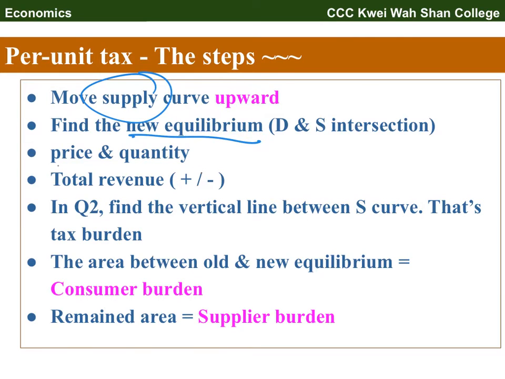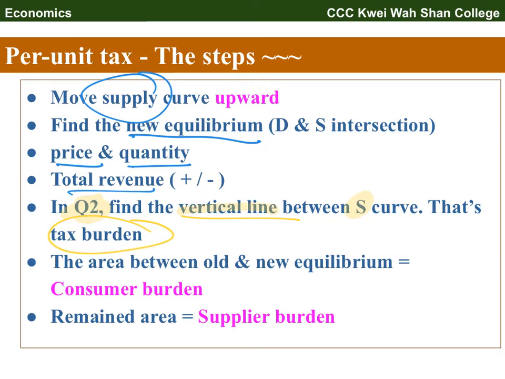And then we can determine the price and the quantity, the total revenue, and the most difficult part is to find out the tax burden, okay? So remember, to figure that out we are doing things about the new quantity. That means the Q2, because it is after tax. After tax, that means the new equilibrium. So at the new quantity, we try to find the vertical line between the supply curves. We will show that in the next section. So the vertical line between the supply curves is the tax burden of that unit.